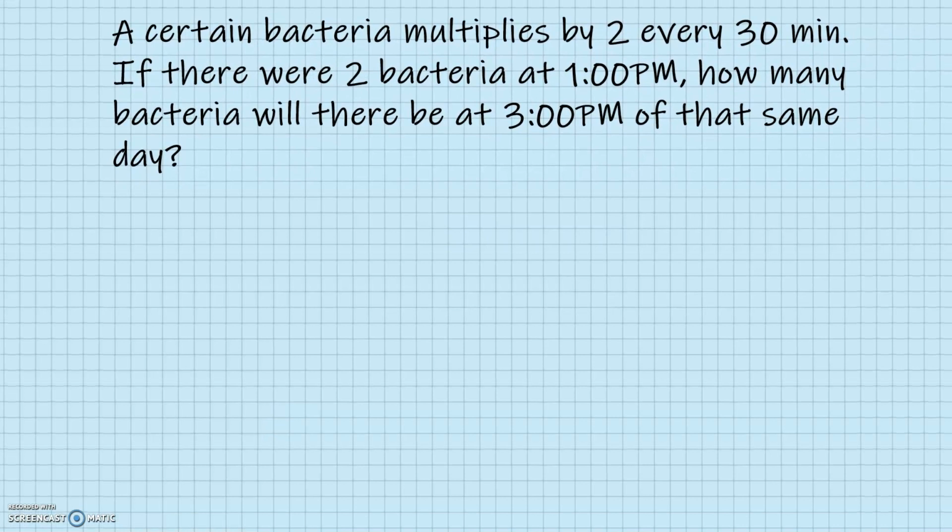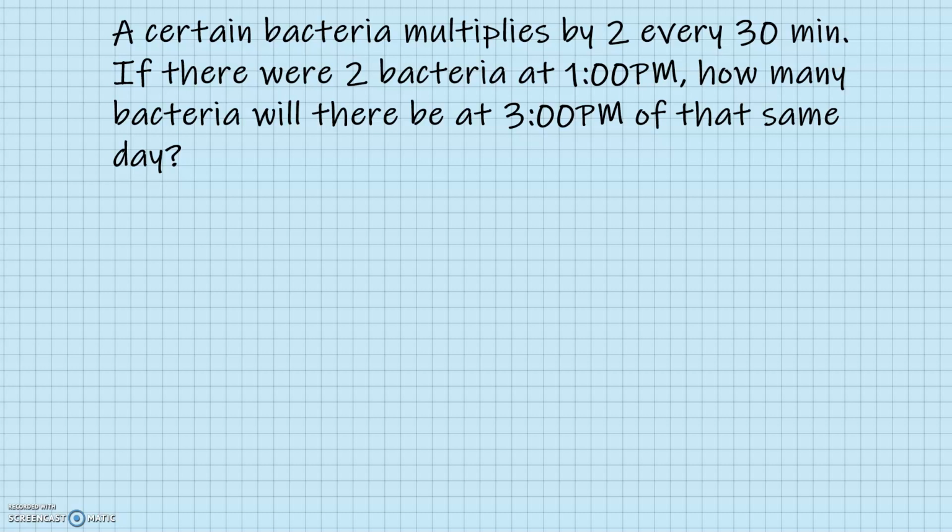Okay, so let's look at one of the problems that we have here. A certain bacteria multiplies by 2 every 30 minutes. If there were 2 bacteria at 1 p.m., how many bacteria will there be at 3 p.m. of that same day? Now, the numbers here are not very large, so you can just do this in your head instead of using formulas. But I'll show you how to do these using formulas so that you can do them with large numbers as well.